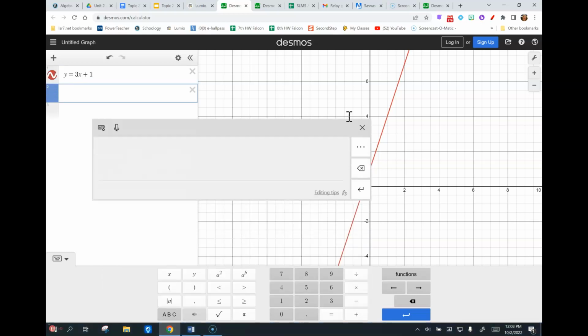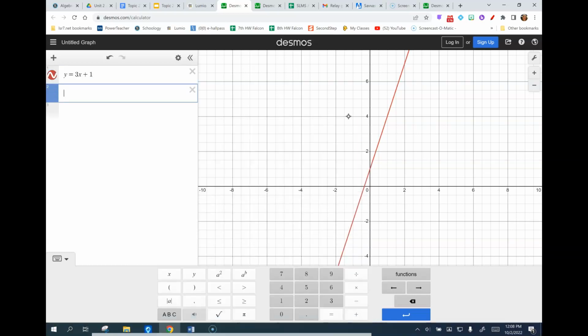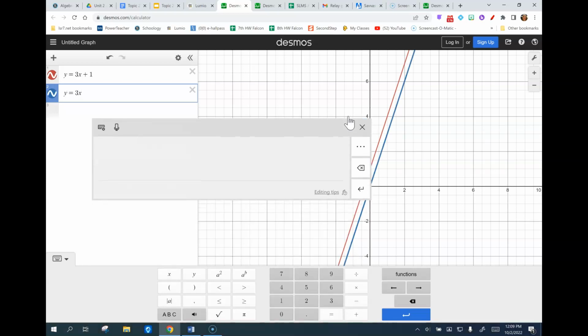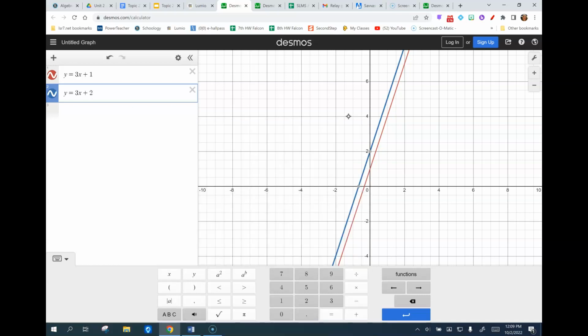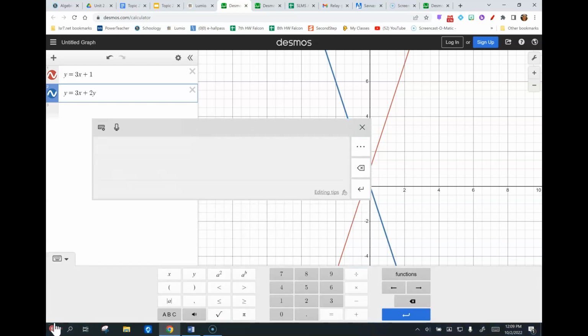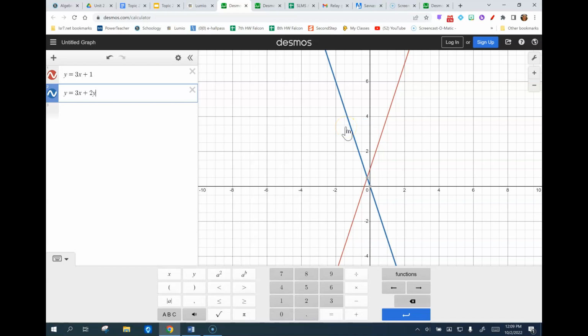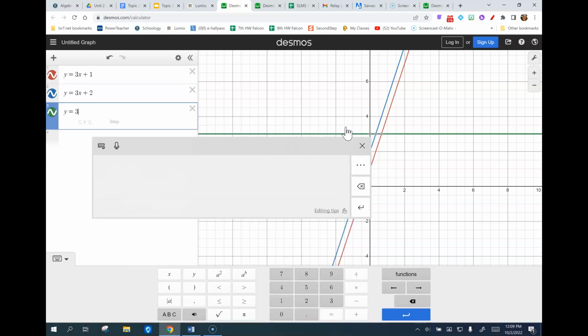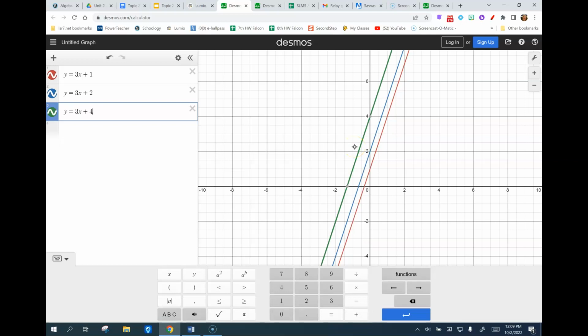Now click on that next line, and you're going to type in your next equation. Y equals 3x plus 2. Now notice that one comes out to be blue. So when I'm on the blue line, right here, that's my second equation. Now my third equation, I don't want that. So I'm going to go back and I'm going to hit my next line. Y equals 3x plus 4. And that one turns out to be green.